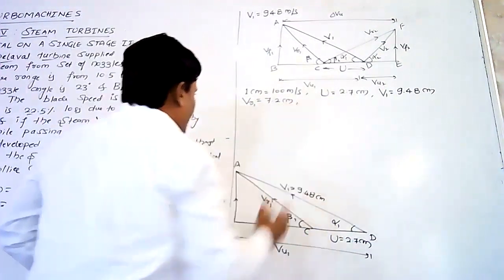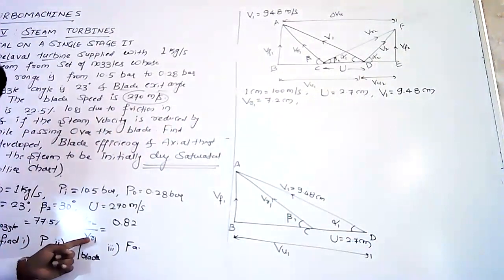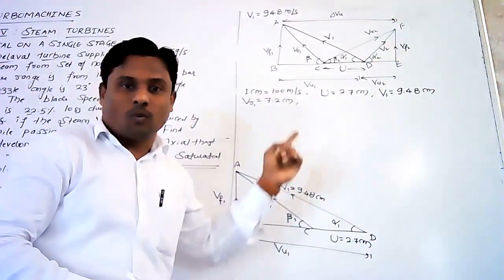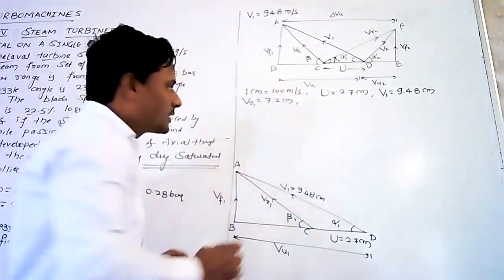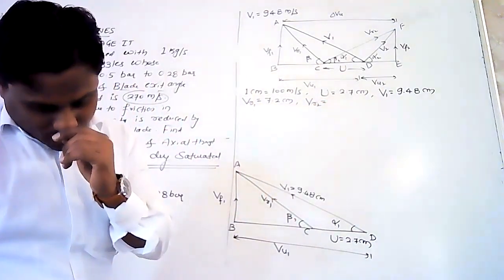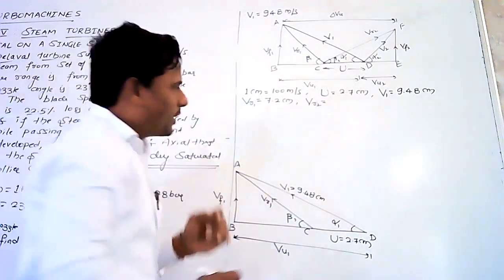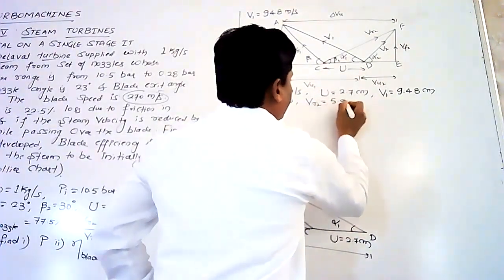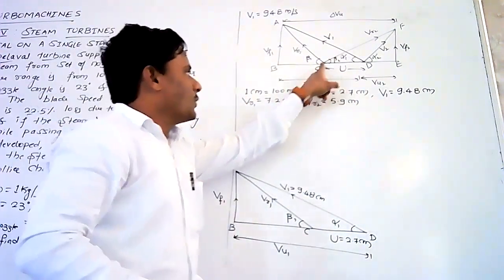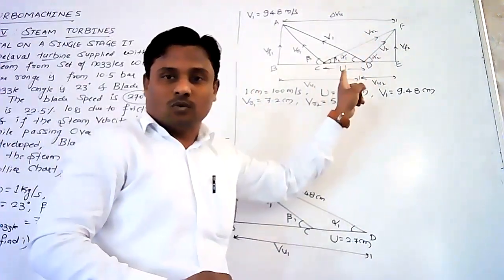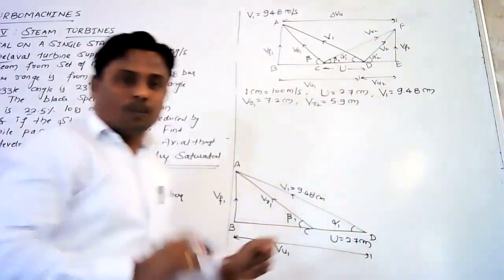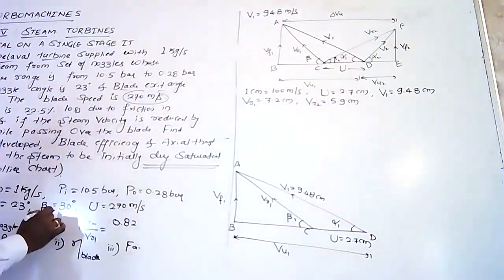Now already we know the ratio, VR2 by VR1 equals to 0.82. Just multiply 7.2 into 0.82, you will get the value of VR2. So this is VR2. The expected value for VR2 is 5.9 centimeters. Now from point C, VR2 is emerging at an angle of beta 2. Beta 2 is already known to you. Beta 2 is 30 degrees.